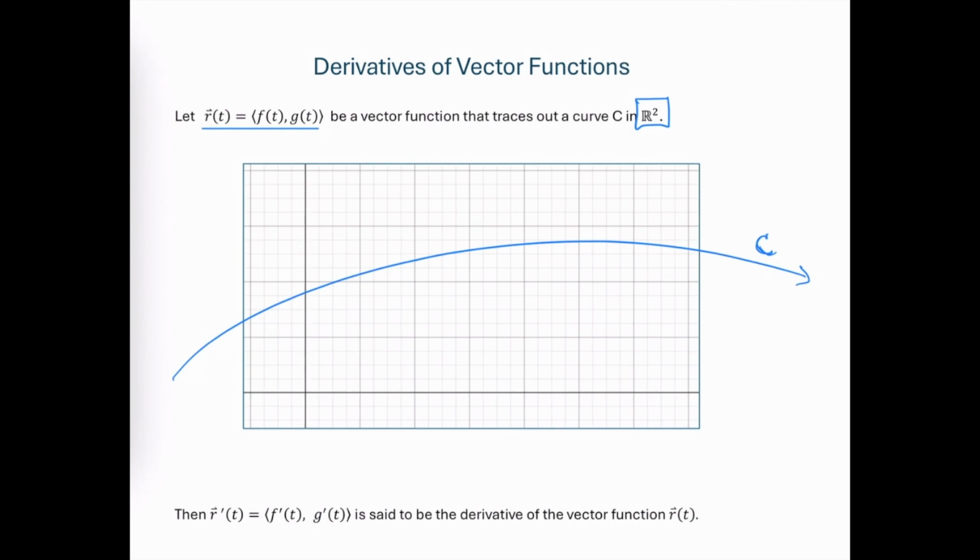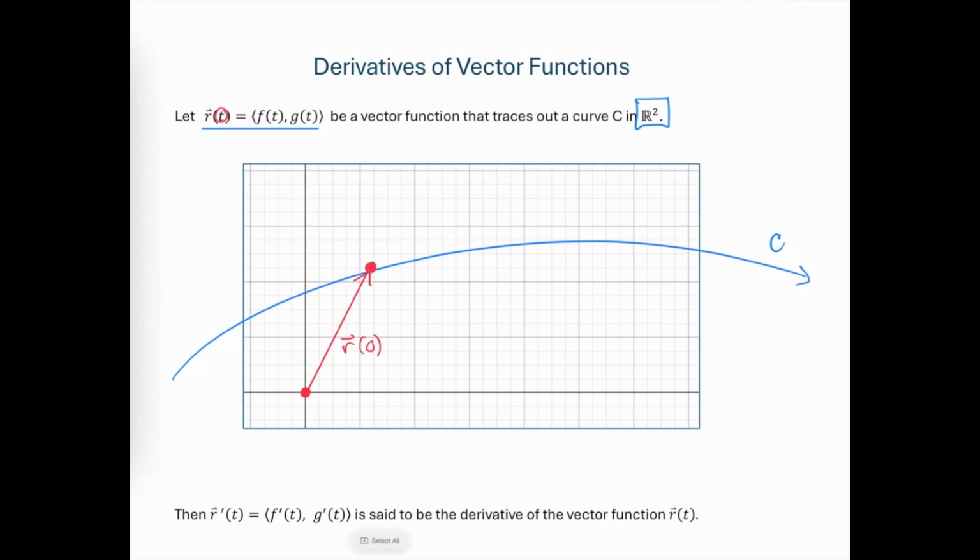And when we have a vector function that traces out that curve, what we do is plug in values for the parameter. So we'll plug in t is equal to, let's say, 0. The output is a corresponding vector that we call r of 0. The terminal point of that vector is going to be a point on the curve.